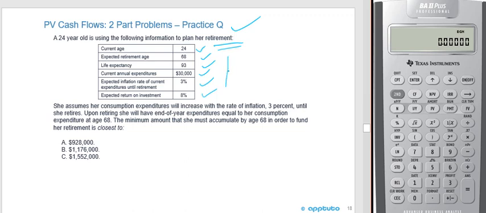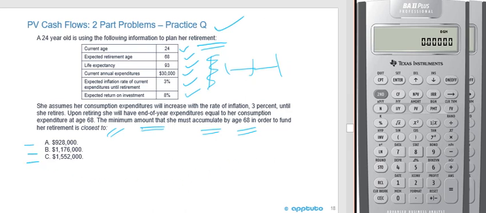So they're giving you a lot of data, time value of money, and timeline related. And so you need to be pretty quick on these. So she assumes her consumption expenditures will increase at the rate of inflation, 3%, until she retires. Upon retiring, she'll have end-of-year expenditures equal to her consumption expenditures at age 68. The minimum amount that she must accumulate by age 68 in order to fund her retirement is closest to A, $928,000, B, $1,176,000, or C, $1,552,000.